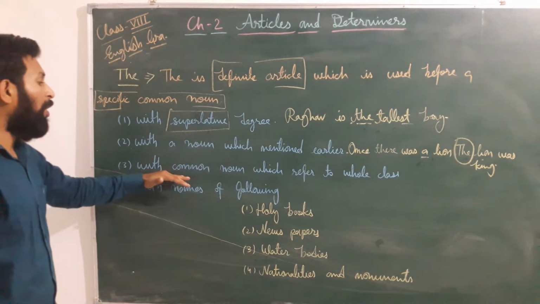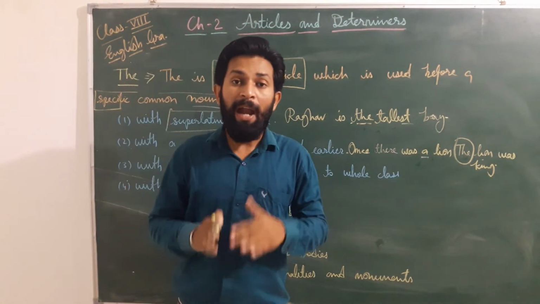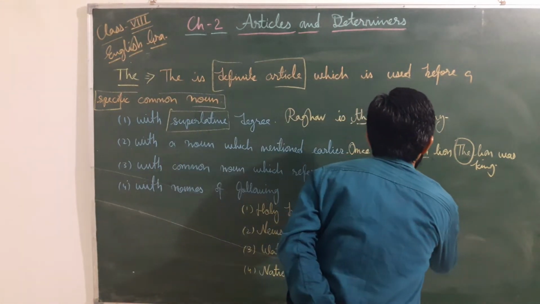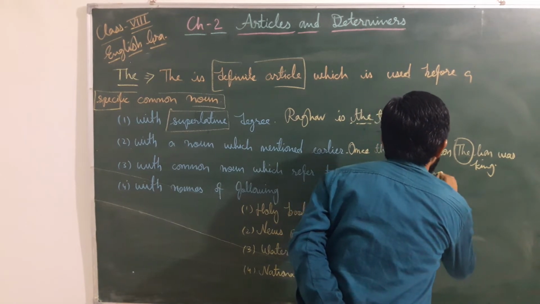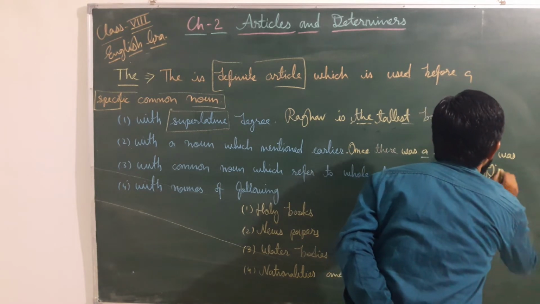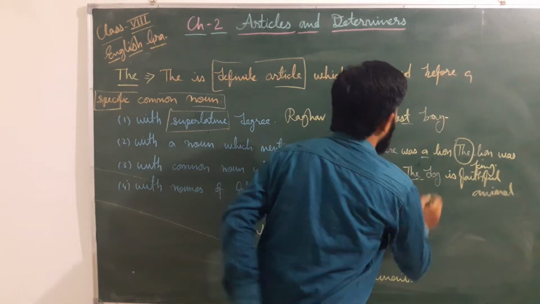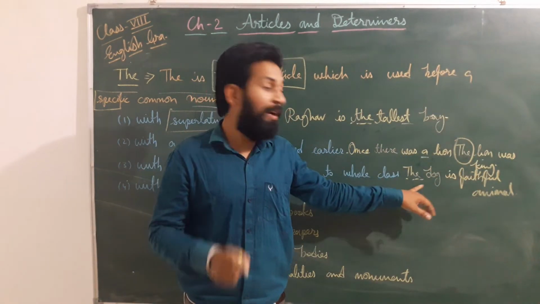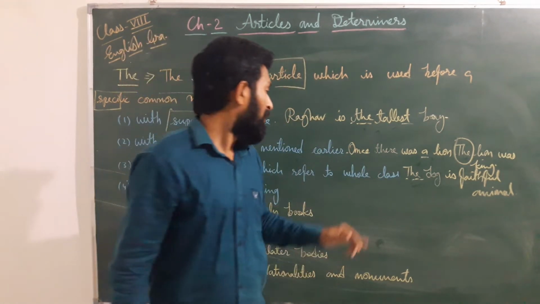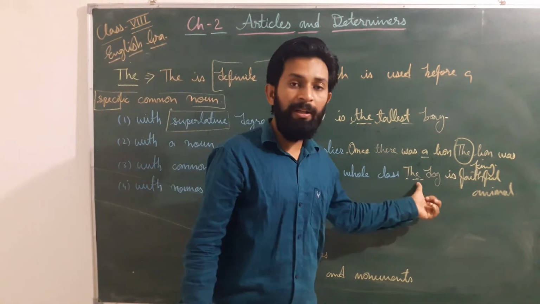Case number three, with common nouns which refer to a whole class. If any common noun is there and it refers to a whole class, then also you have to use the. Like, the dog is a faithful animal. Here we didn't talk about only a single dog. Here we talk about the complete whole species of dog. If in any case a common noun refers to a whole class, then you have to use the.